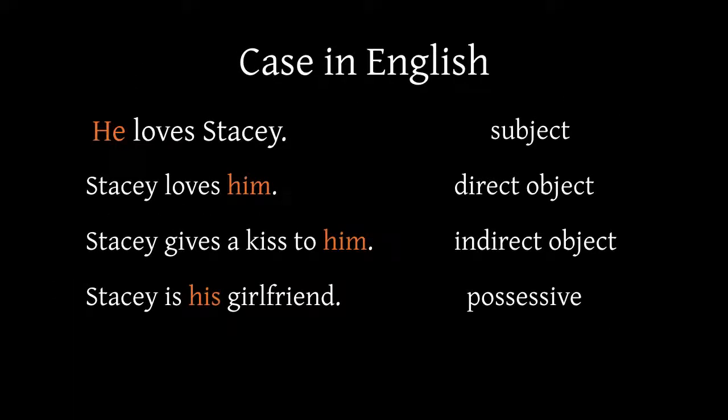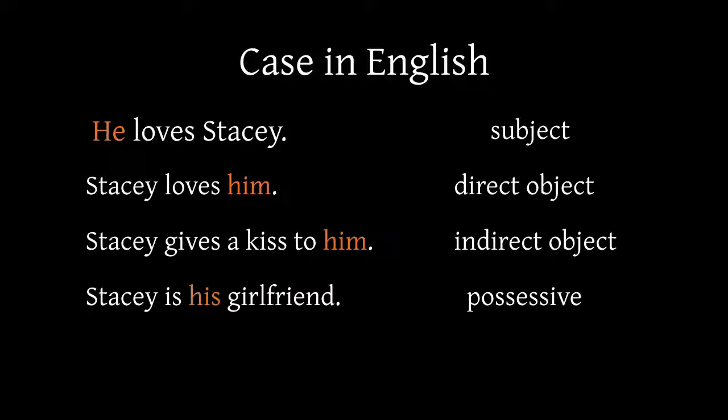Well, like gender, English used to employ a case system that is almost entirely gone. The only vestige of our case system is found in our pronouns and a few of our relative pronouns. So what is case? Well, a noun has case if it changes its form based on how it's being used grammatically in the sentence. So a few examples in English will help us.